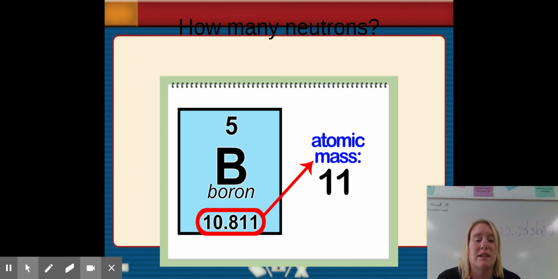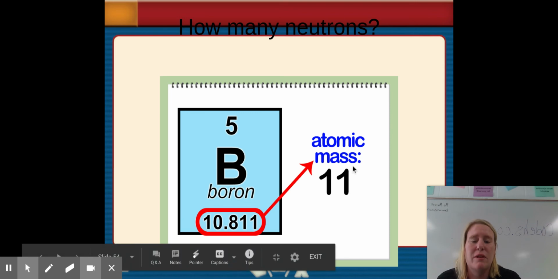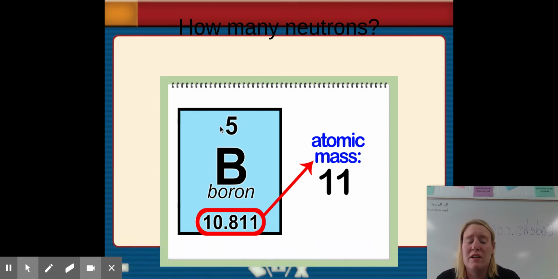And then lastly, how many neutrons does it have? This requires a little bit of math, but nothing to worry about. It's not anything you didn't learn in first grade. So we take the mass number and subtract the atomic number. 11 minus 5 is 6, right? So that means there are 6 neutrons.